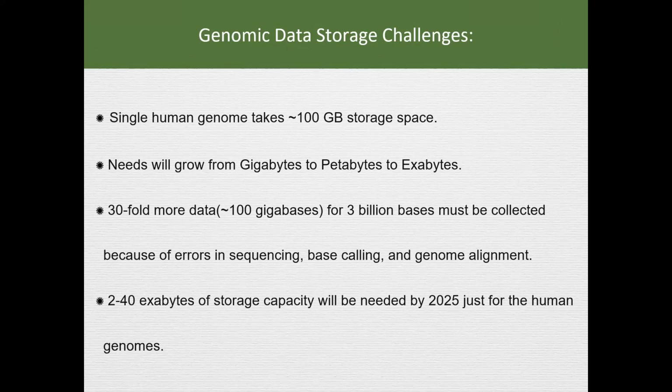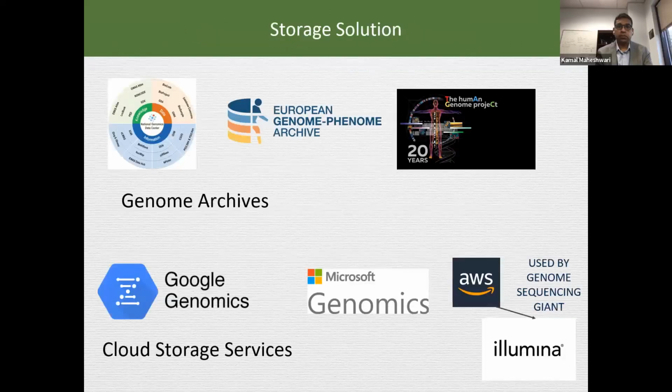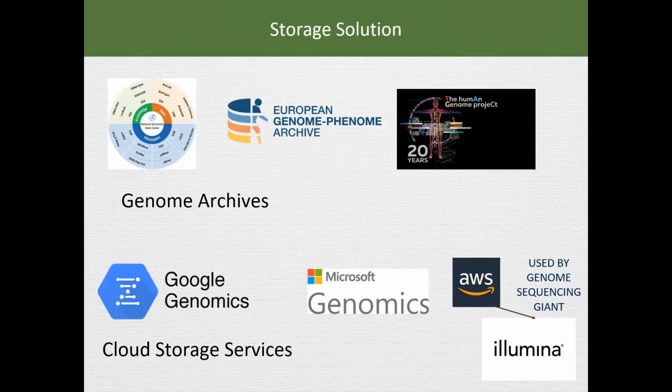So by 2025, it is expected that 2 to 40 exabytes of storage space will be needed just for human genomes. With such a massive amount of genomic data available, what storage solutions do we have for these data sets? We have genome archives such as NCBI, the European Genome Archive, and the Human Genome Project, which has been going on for so long and provided us a lot of data.